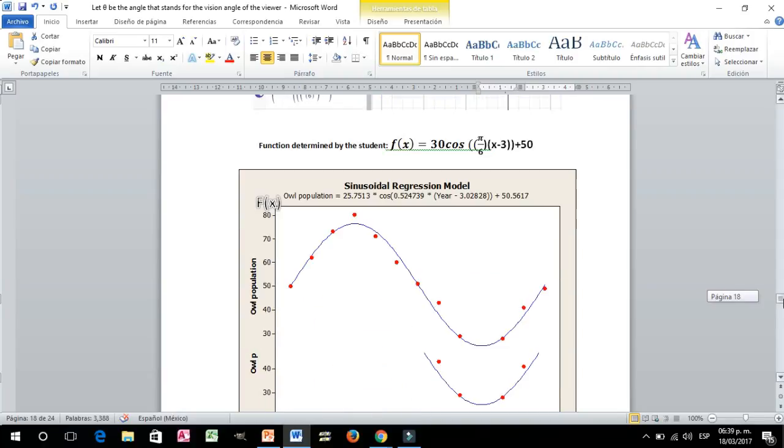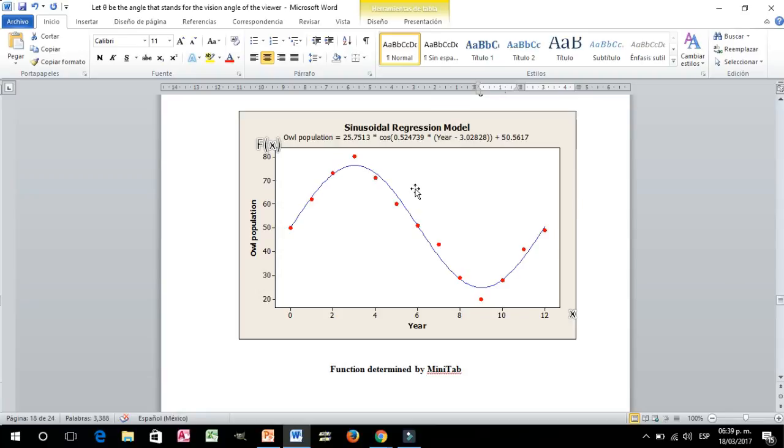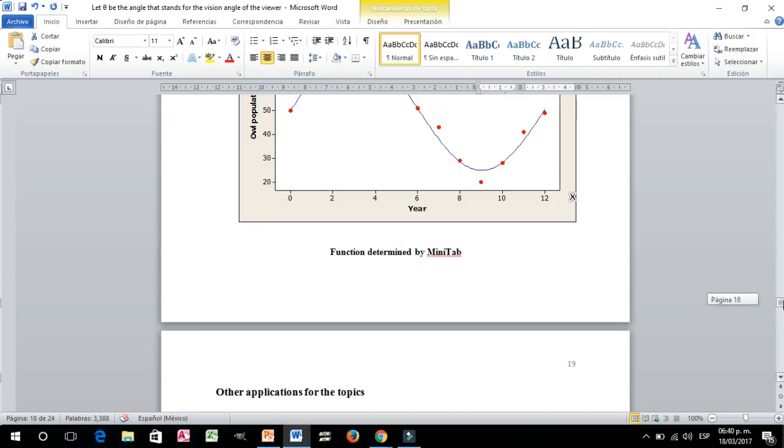Then we used Minitab to discover the most precise regression model, which in this case was 25.7513 times cosine of 0.524739 times year, which is x, minus 3.028028, and all that plus 50.5617. I think it was pretty close, but not as close as the one from the problem.